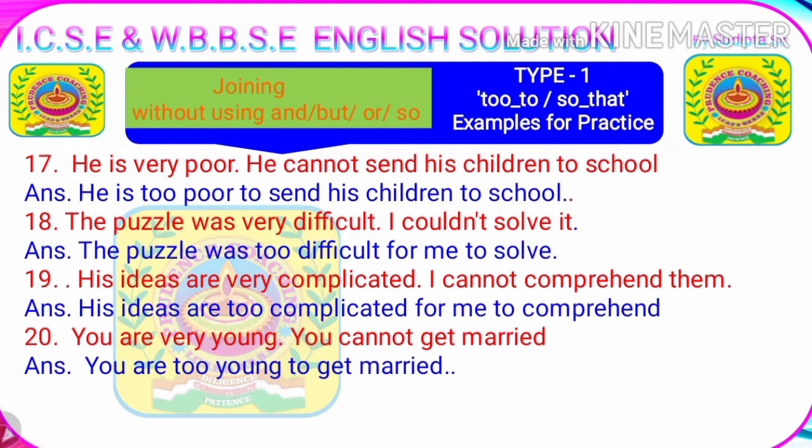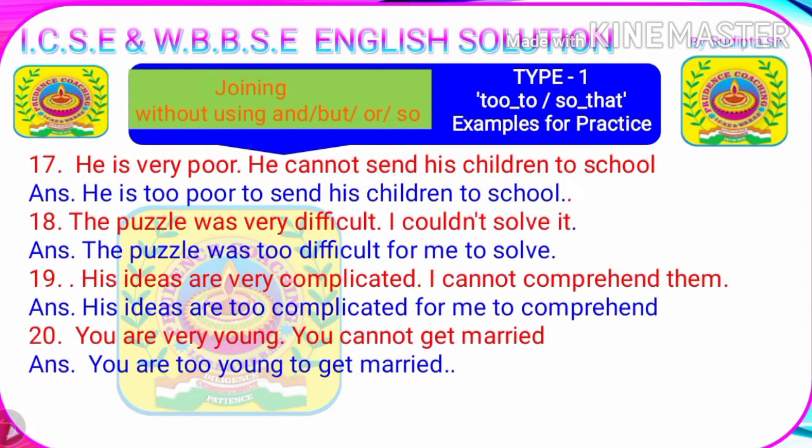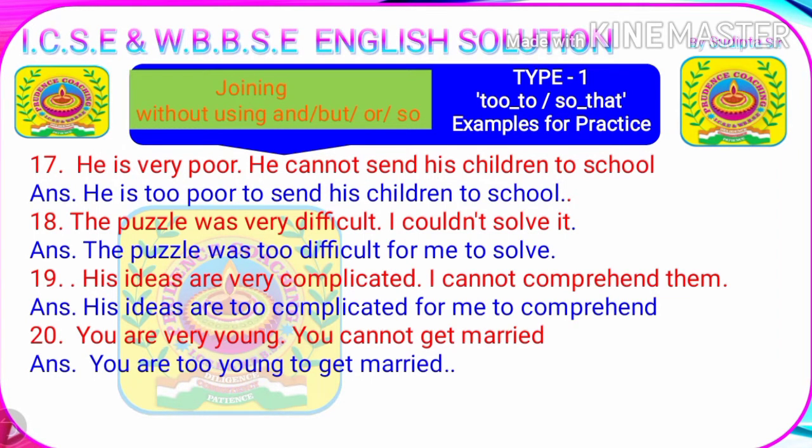Now we'll just have a look at the joining portion. Here you will get also 4 marks. So TOO to TO2 or so that pattern can be used in joining sentences as well. And here the question that you will face in the exam is: join the following sentences without using and, but, or. So that means you cannot use and, but, or. So the question is: he is very poor, he cannot send his children to school. The answer is: he is too poor to send his children to school.